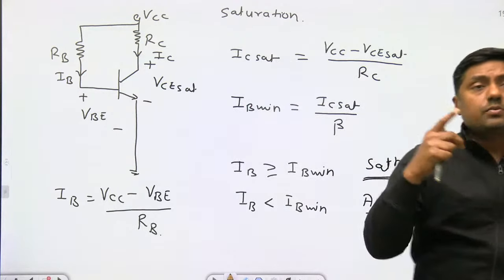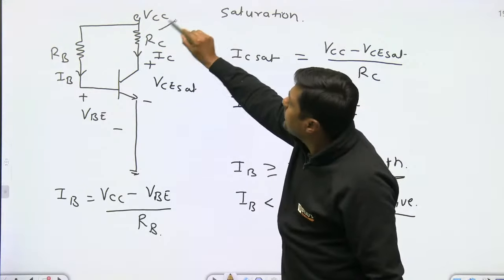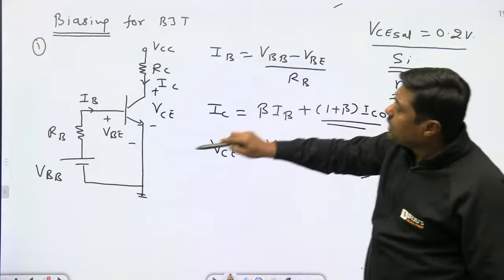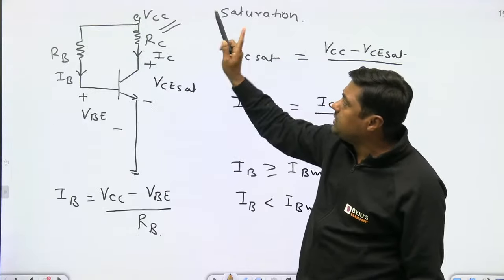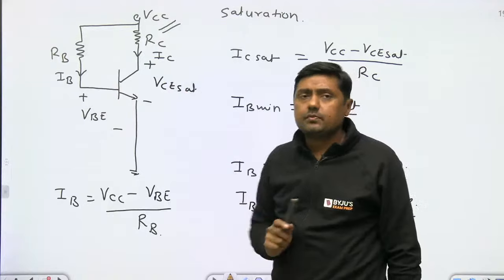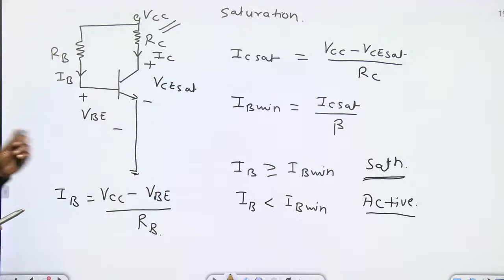Yes, Mohan. In this case, only one battery is connected. But in that case, we are connecting two batteries, VBB and VCC. Only one battery is required in this circuit, and that is the advantage of this particular circuit. Exactly right. That is the way we can check.